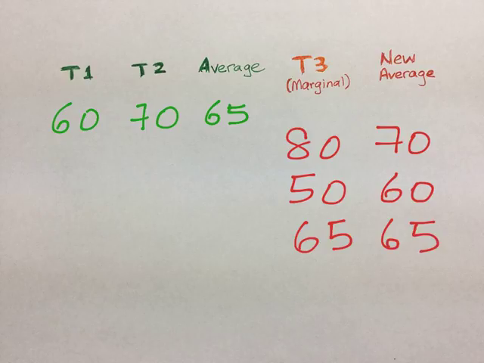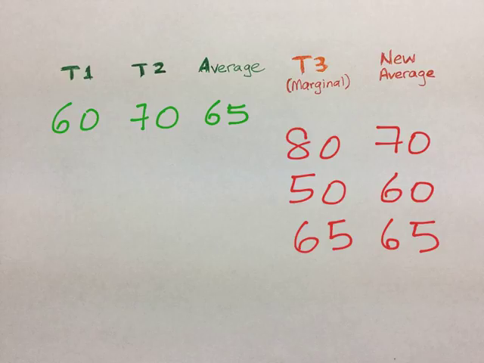What you notice here is that the marks of test 3, which is the marginal or the incremental or the extra, is very crucial in determining what would happen to your new average. If the test 3 marks are higher than the current average, your new average is pulled up. If your test 3 marks are lower than the current average of 65, your new average goes down to 60. But if your test 3 marks are the same as the existing average of 65, your new average remains the same as your existing average of 65.